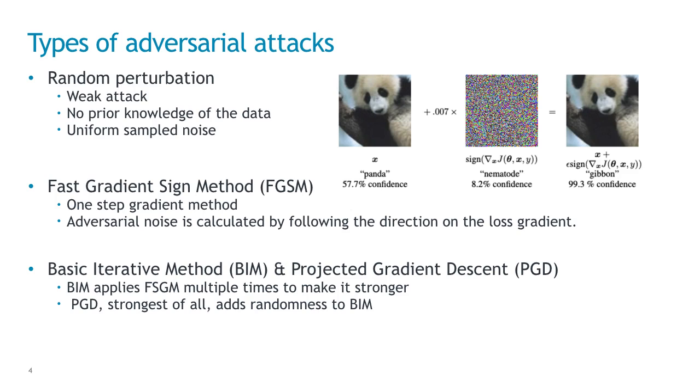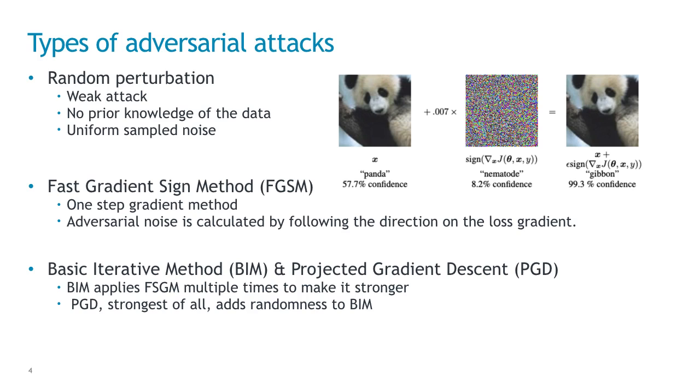The types of adversarial attacks are many. However, what is mostly used in literature are random perturbations, which are weak attacks without prior knowledge on the data, and this is just uniformly sampled noise and easier to detect. Fast gradient sign method is one of the first works on adversarial attacks to deep learning models. It is a method which computes the adversarial image by adding a pixel-wide perturbation of magnitude epsilon in the direction of the gradient. It is very fast in terms of computation because it's computed only in a single step.